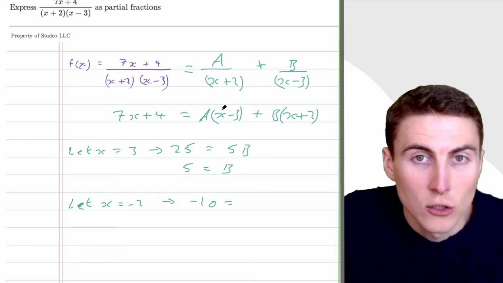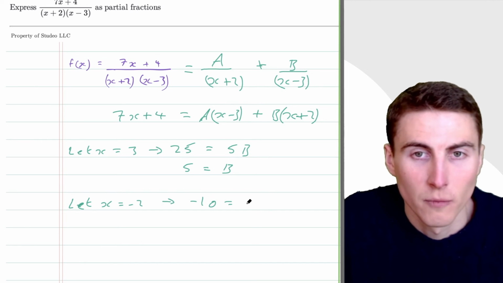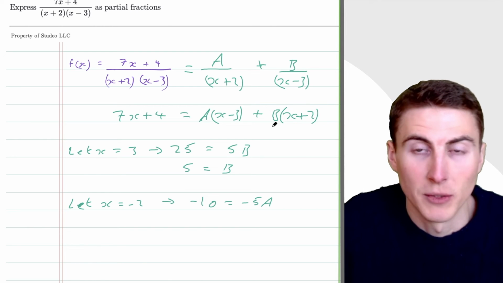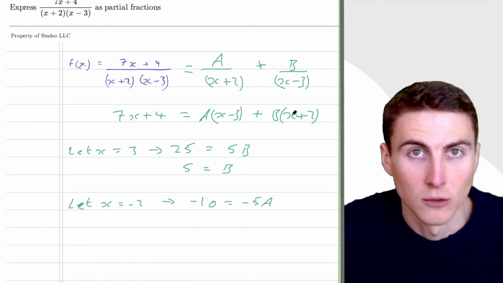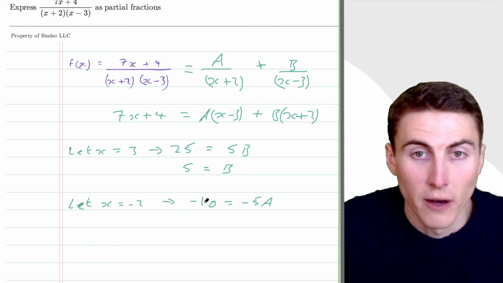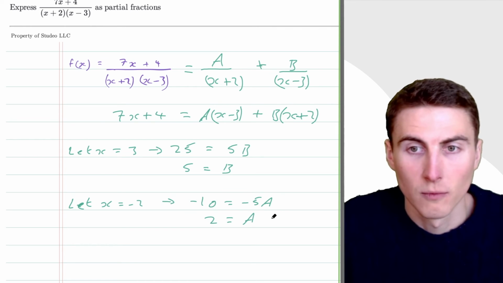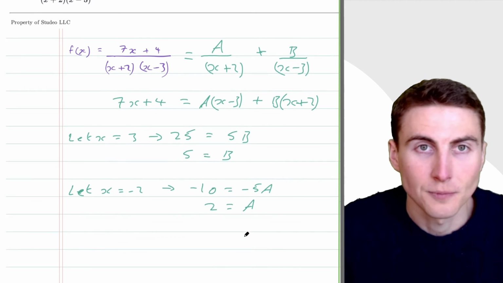For this one, minus 2 minus 3 is minus 5. So we can get minus 5A. And then this bracket will cancel out because we plugged in x is minus 2. So divide both sides now by minus 5, and that gives us 2 equals A. So we now know B and A.